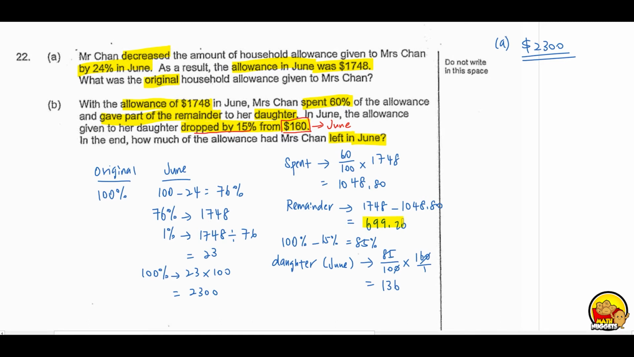So remember Mrs. Chan's allowance, she was left with $699.20, and in June the daughter received $136 as her allowance. So in order to find the leftover, it would be $699.20 minus $136, which gives us $563.20. This is the answer for B. Mrs. Chan had $563.20 left in June.